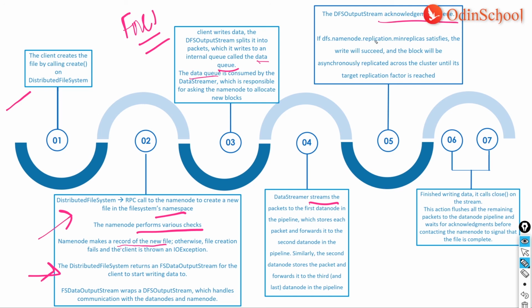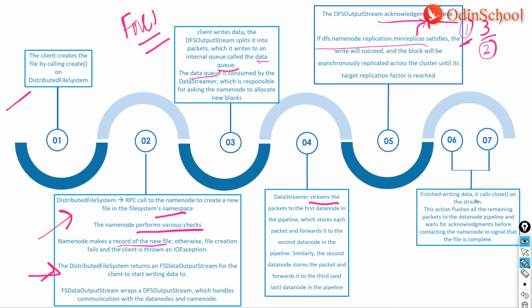If dfs.namenode.replication.min, that is a property, has a value of 1, and you have 3 replicas, then if the first one is written, you go ahead, and the write has succeeded. The subsequent blocks, the 2 replicas still remaining, would be asynchronously replicated across the cluster until the target replication factor is reached. But if the first one is written, then the write will succeed. You can go ahead like that.